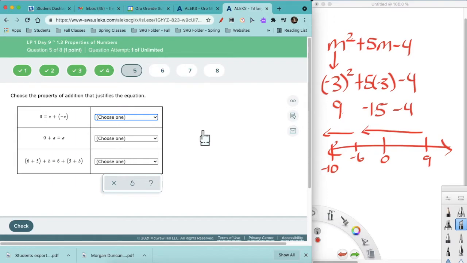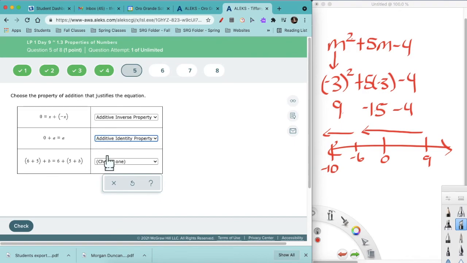So when I look at this one, I see 0 equals x plus -x. I don't know what the x's are, but they're the same, with the exception of one's positive and one's negative. So that is the additive inverse property because it gets me down to 0. So this one, I have 0 plus a equals a. Well, remember, if we add 0 to anything, it doesn't change its identity. So that's the identity property.